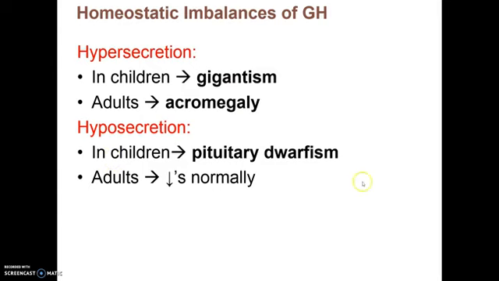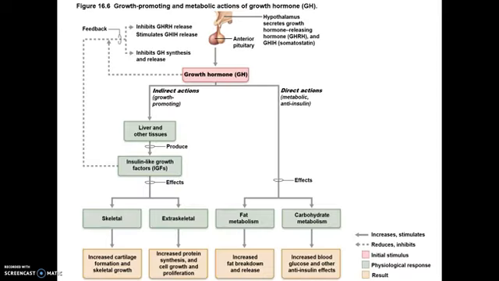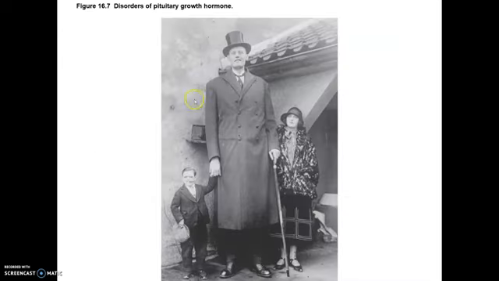Hyposecretion in children will not let them grow properly. They will not reach the average height. And in adults, it will decrease the normal development. So here they are showing how the growth hormone works: too much growth hormone, too little growth hormone, or in the adult.